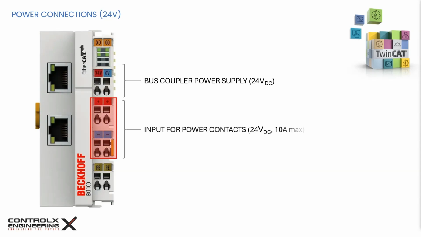The bottom 6 connections can be used to feed the supply for the peripherals. The current load via the power contacts may not exceed 10 amps. The supply line must therefore be protected by a 10 amp slow blow fuse. The bottom 2 connectors labeled PE are for ground connections.